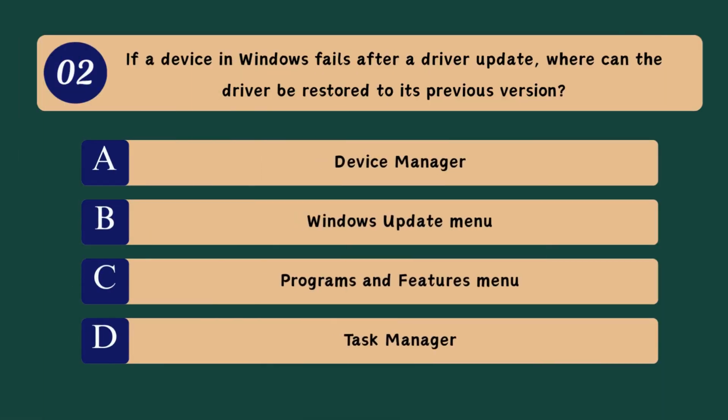Question 2. If a device in Windows fails after a driver update, where can the driver be restored to its previous version? A. Device Manager. B. Windows Update menu. C. Programs and Features menu. D. Task Manager.